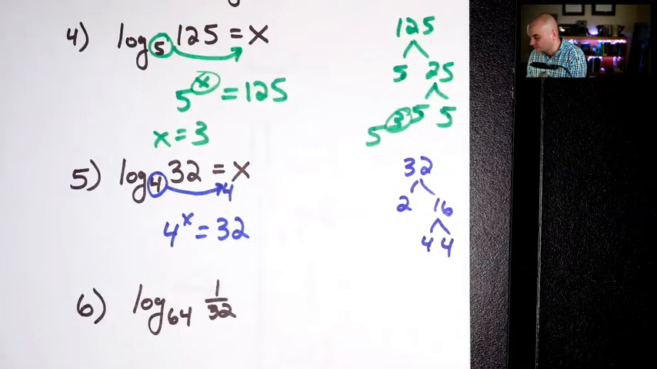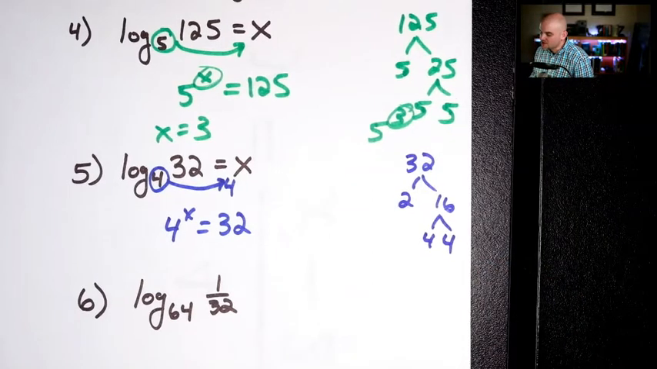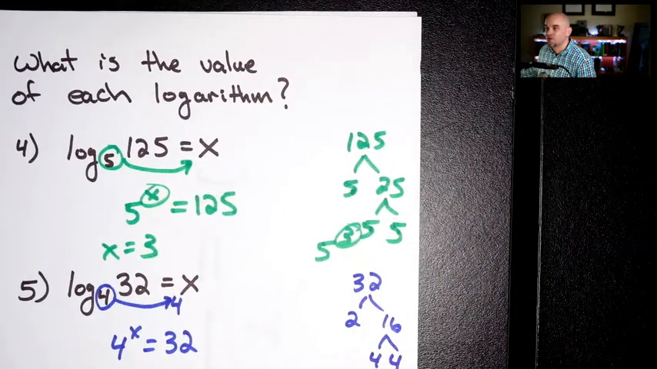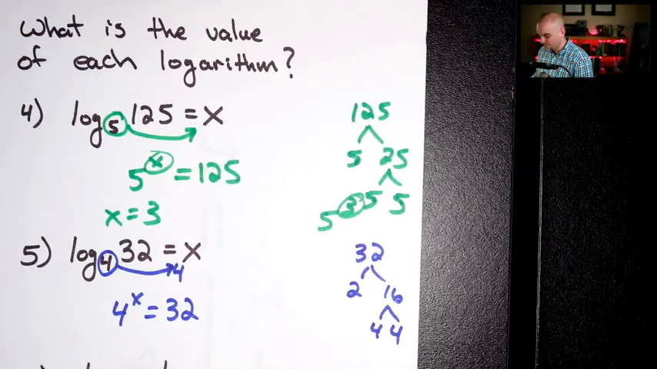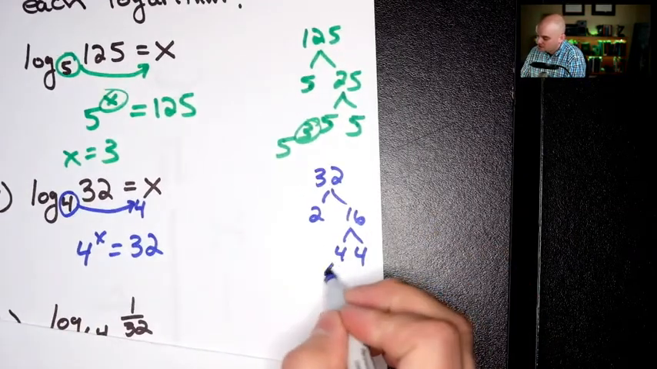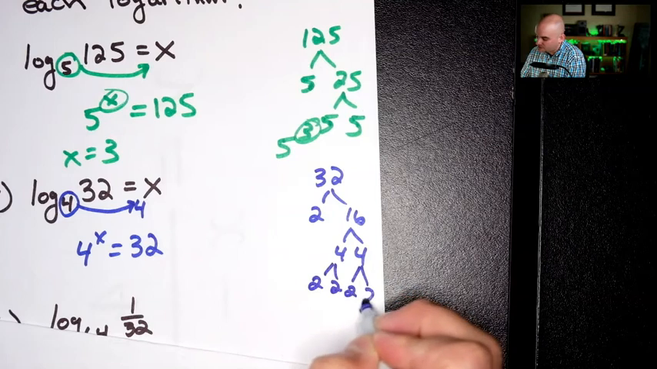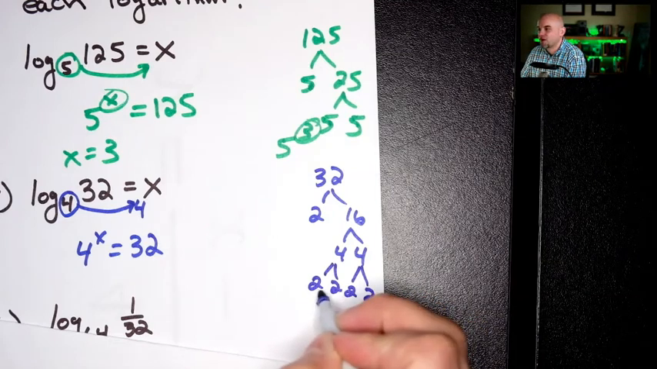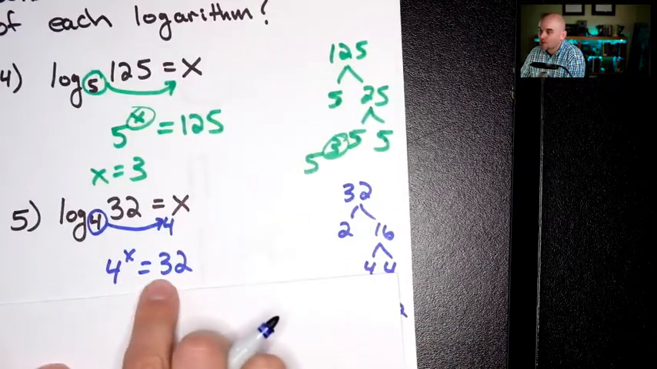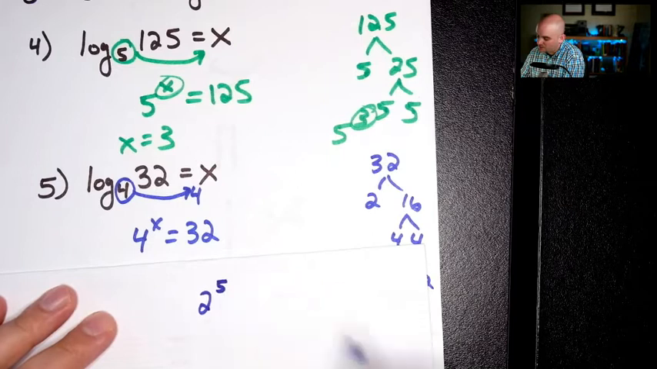4 times 4. Now, this is a little bit more complicated because unlike the last one where it broke down into just 5 times 5 times 5, I don't have 4 times 4 times 4 here. I've got 4 times 4 times 2. So it doesn't work out as nicely, but I'm going to keep breaking this down until I get all 2's here. So this becomes 2 times 2 times 2 times 2. There should be 5 2's: 4 right here, and then that one right there. So 32 is the same thing as 2 to the 5th power.